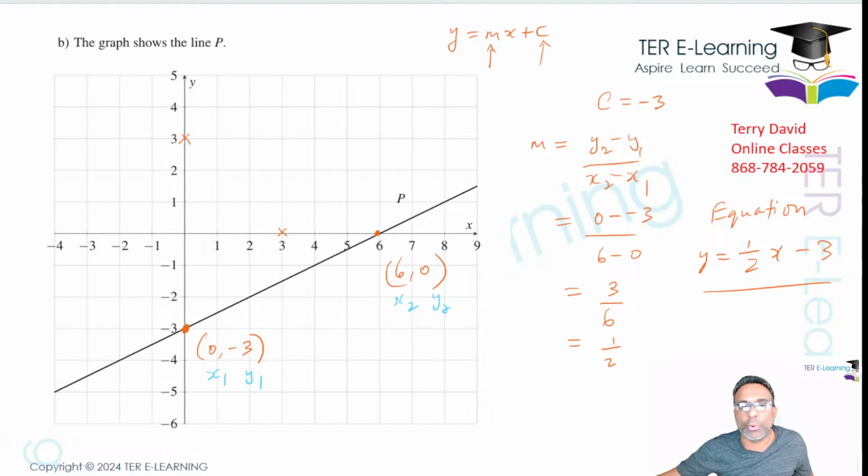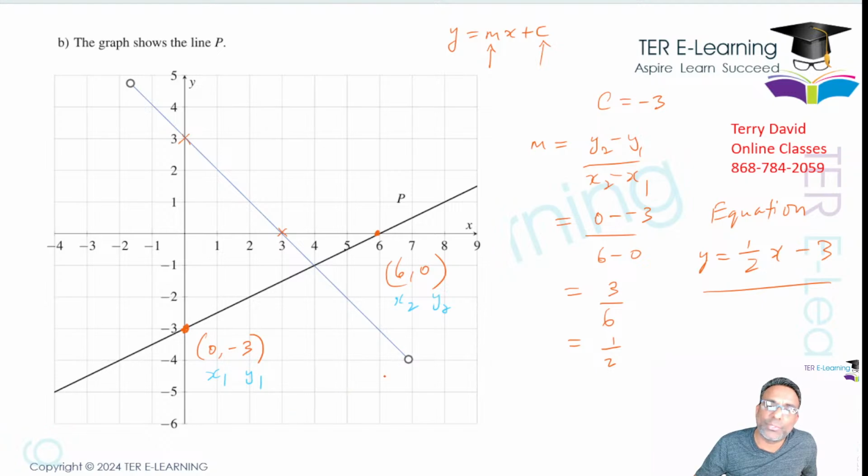Now we want to draw the line Q. So again, we're just going to take our ruler and draw a line passing through these 2 points. So this is line Q here that we're talking about.